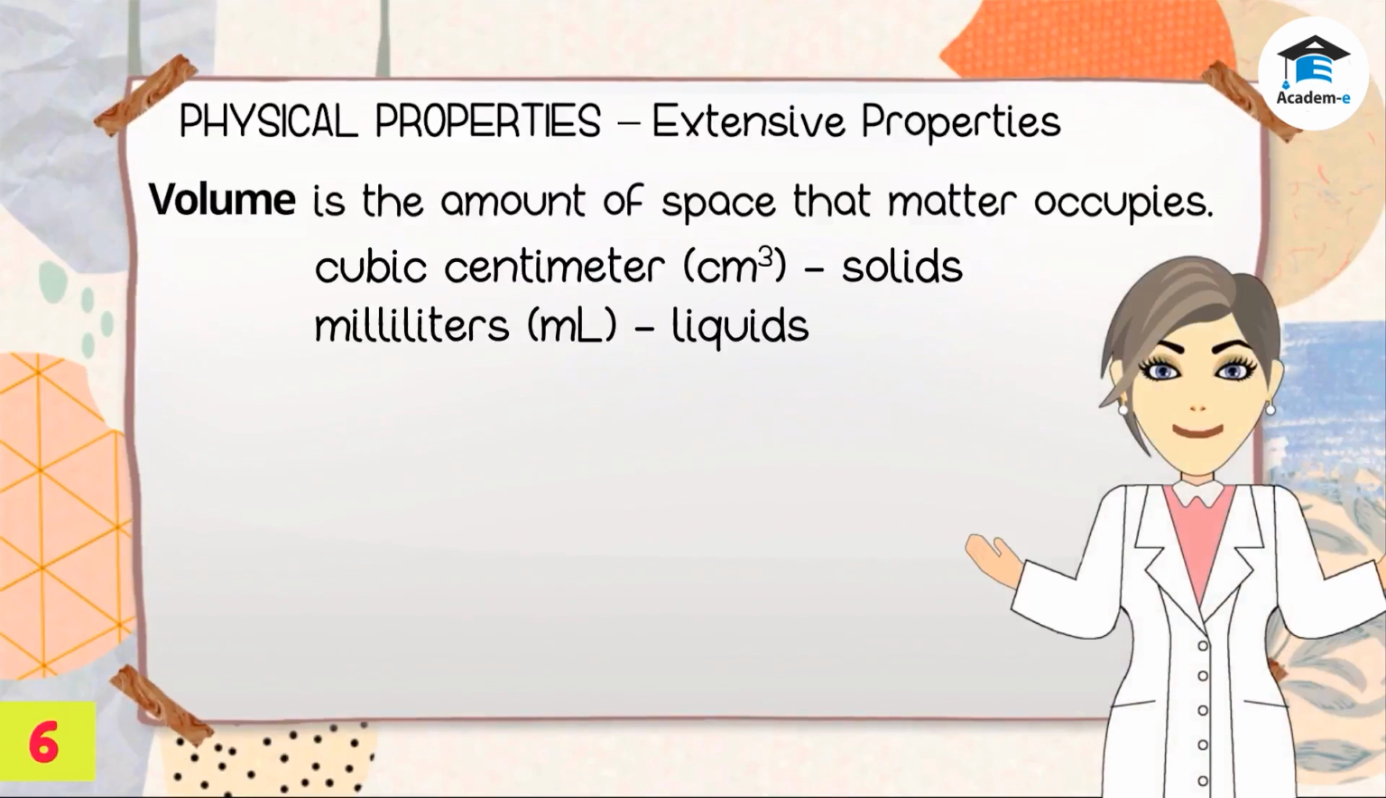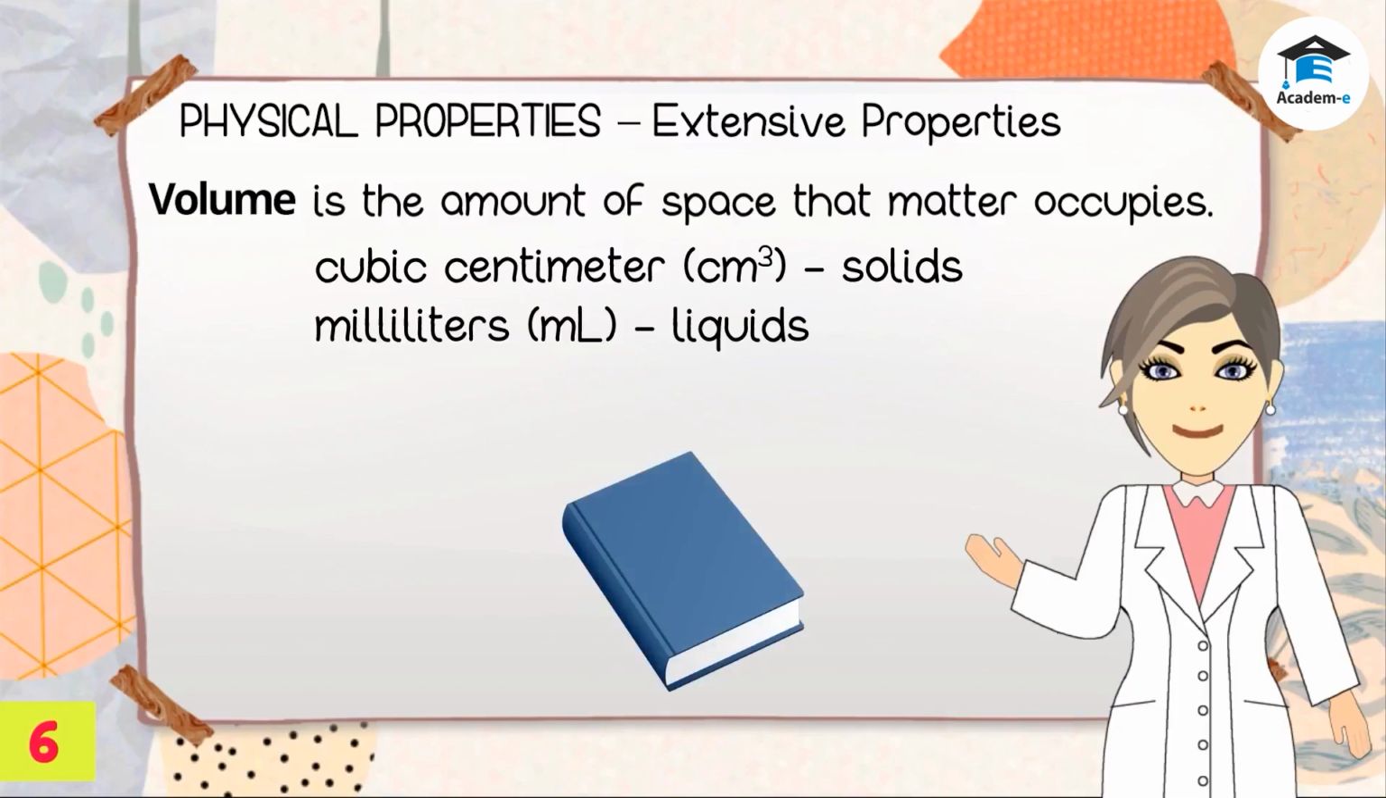Volume is the amount of space that matter occupies. It is expressed in cubic centimeters for solids and milliliters for liquids. To determine the volume of a regularly shaped solid, you have to measure its length, width, and height with a ruler. Then, compute for the volume using the following formula. Volume is equal to length times width times height.